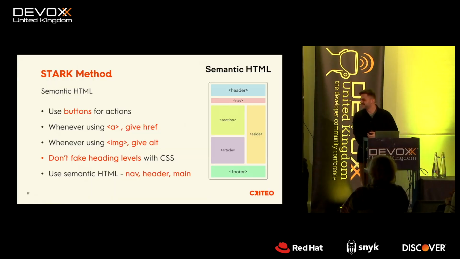Semantic HTML. Basically, using semantic HTML is just trying to use the good HTML tags depending on your needs. So use button for actions, use a with an href, use an image with an alternative text. Don't fake headings with CSS. We all know that we are putting p with a huge font size. It's not really nice. Try to use semantic HTML. We have plenty of built-in tools: nav, header, main. Just recently, now we have a dialog and modal component, so you don't need to work on them.